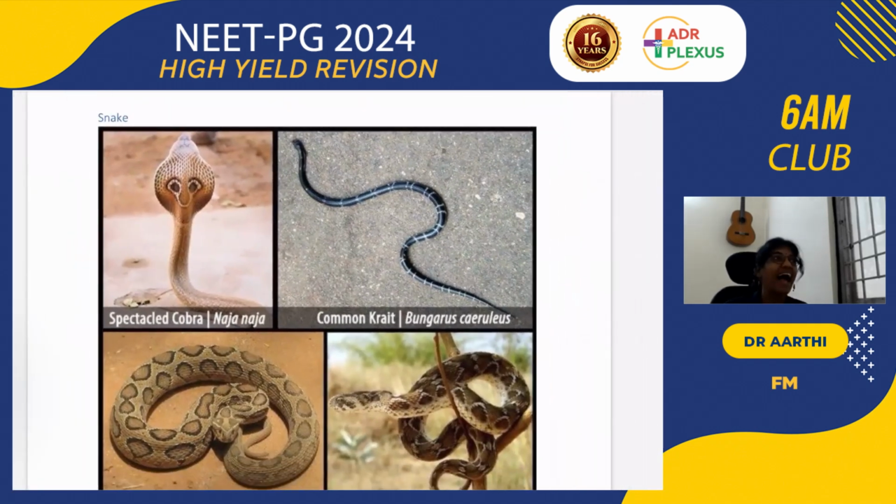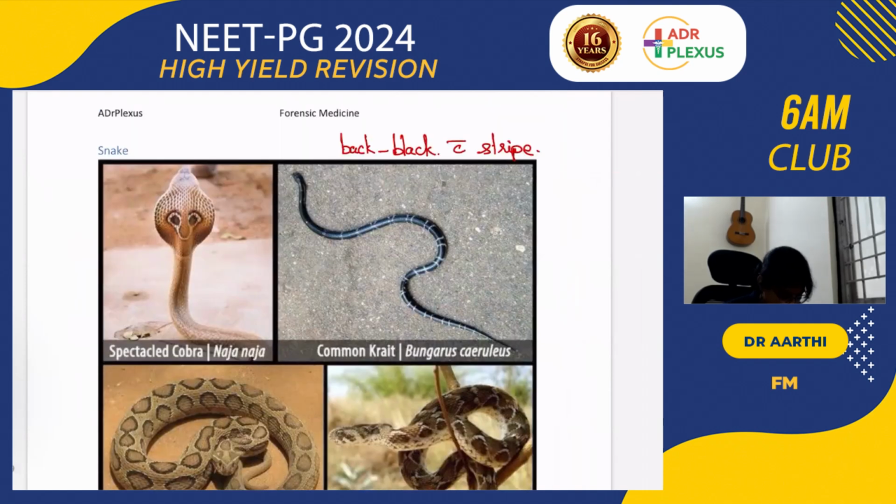See, black color snake, cobra, you won't have a problem. Black color snake, if you are seeing, and in the snake, if you have a white color stripe, think about the common trait. Okay, but also remember the front part of it. The front part of it is white. So the back is black with stripe. The front part of it is white.